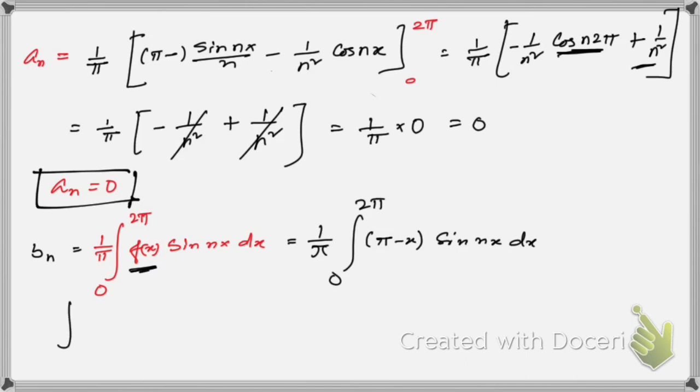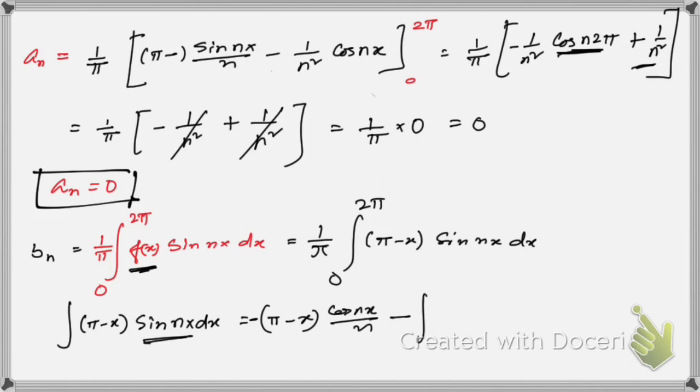Now integration of pi minus x sine nx, so integrating by parts. Here the first function is pi minus x, and the integration of sine nx is going to be minus cos nx by n, right? Then minus the integration of the derivative of the first function, which is minus 1, then again the integration of sine nx dx, that's going to be minus cos nx by n, then again we have dx here. So hope you have understood this.